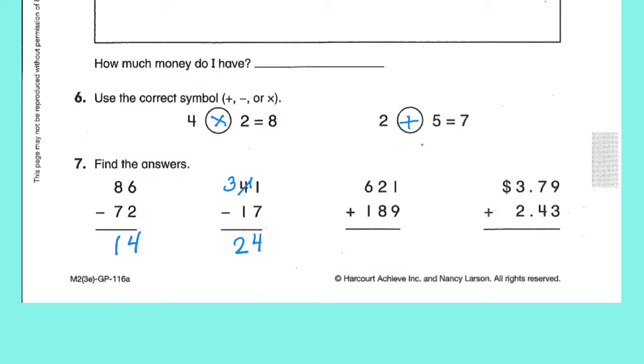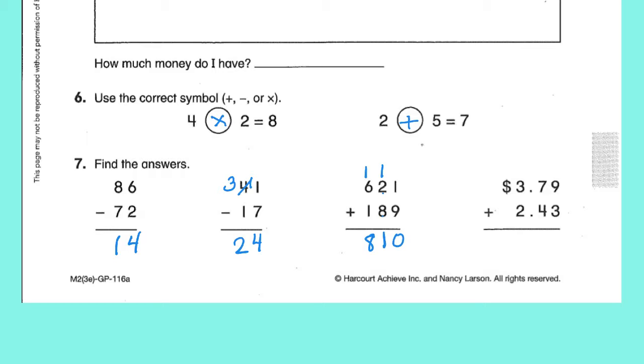All right, we've got some 3-digit addition problems to do next. So 9 plus 1 equals 10. Carry the 1. 8 plus 2 is 10, and one more is 11. We're going to carry that other one up top. 6 plus 1 is 7, and 7 plus 1 is 8.